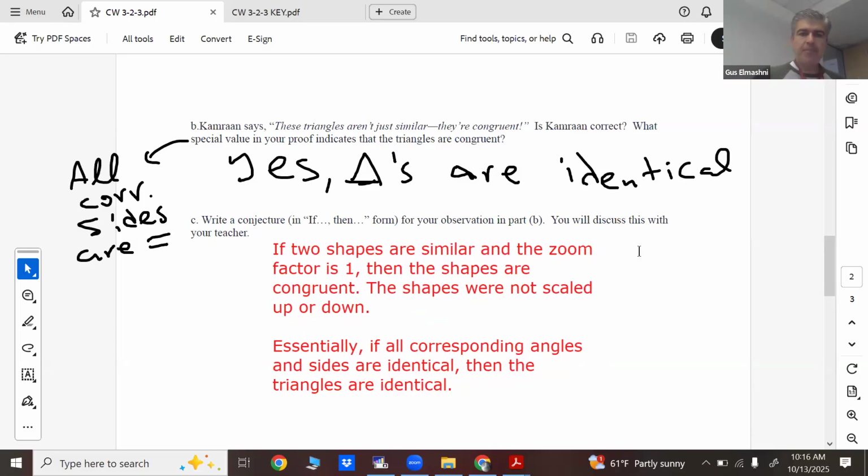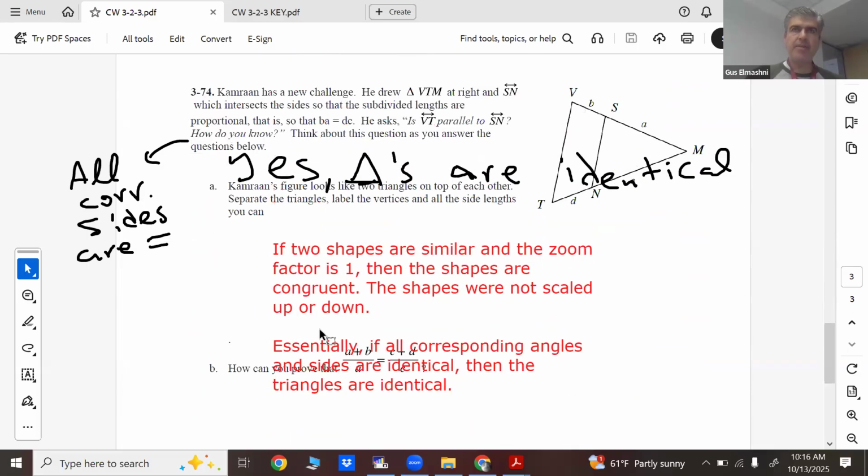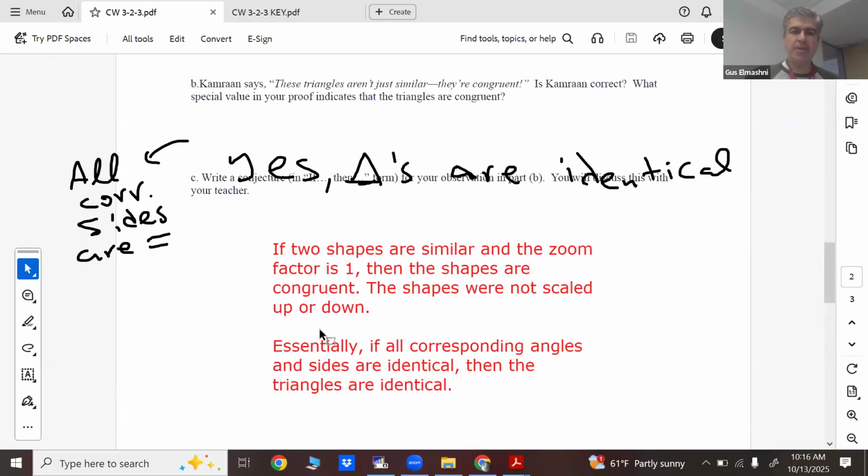Okay. Questions? So again, the triangles are identical. They weren't just similar. They were more than just that. You had a question? No, okay, good. All right. Last page of notes, and then you guys can just use your time wisely.